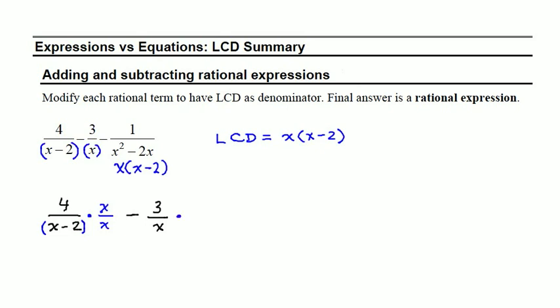3 over x has a denominator of x. In order to get the whole LCD in the denominator, I also need a factor of x minus 2, so I will multiply this by x minus 2 over x minus 2. Finally, my last term, 1 over, it's always best to leave these denominators factored, x times x minus 2 already has my whole LCD, so I don't need to modify it at all. So now I'm ready to go ahead and combine. I have the same denominator in all three terms.